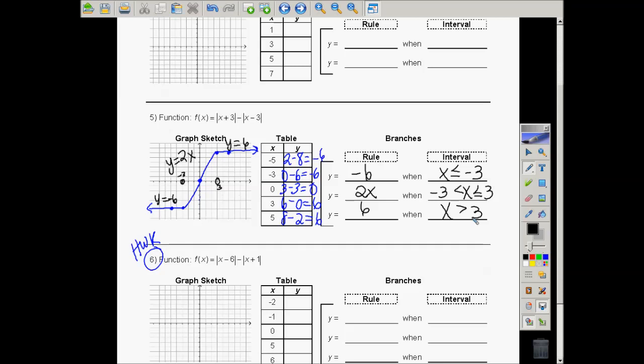When do you use the little chocolate bar? You use the chocolate bar when there's a value. Notice how each one of these is a solid point. So x is greater than or equal to?